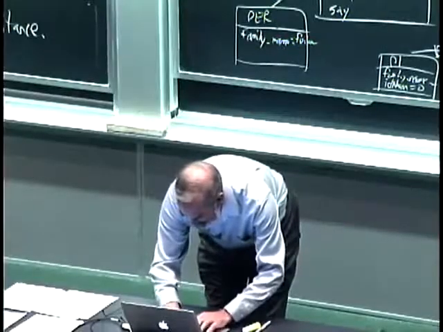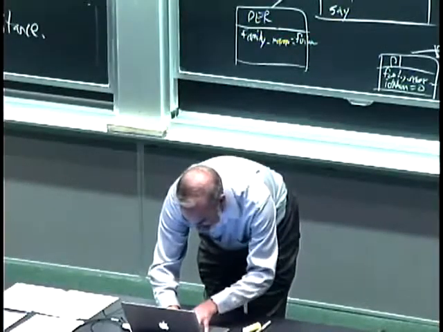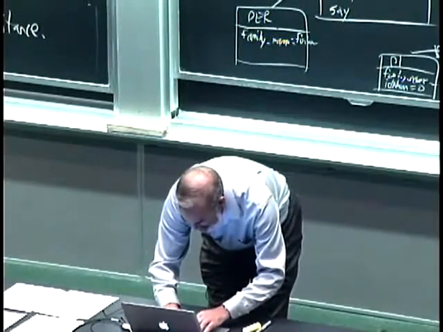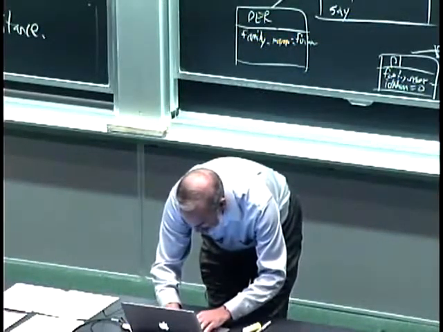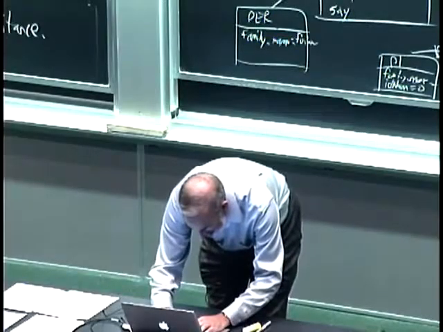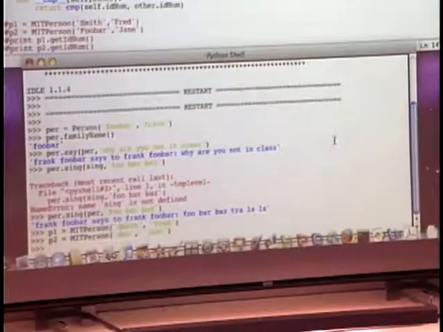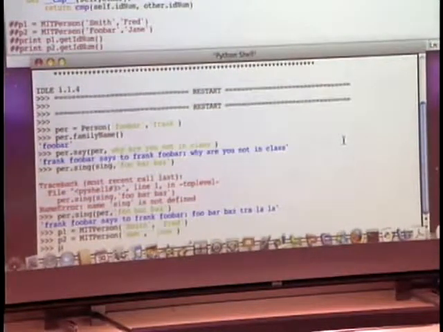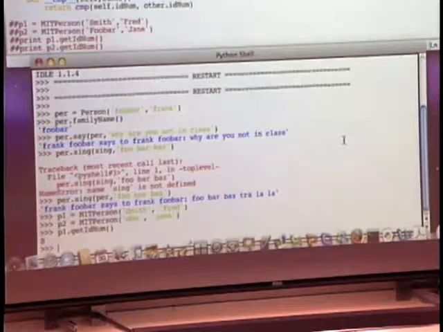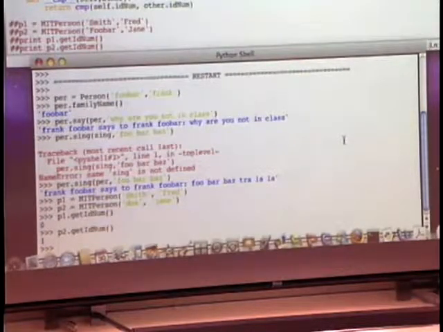If I make P2, another MIT person, I can do things like saying, what is the ID number for each of these? First one is 0. Second one is 1. Which makes sense, right? I'm just incrementing a global variable.